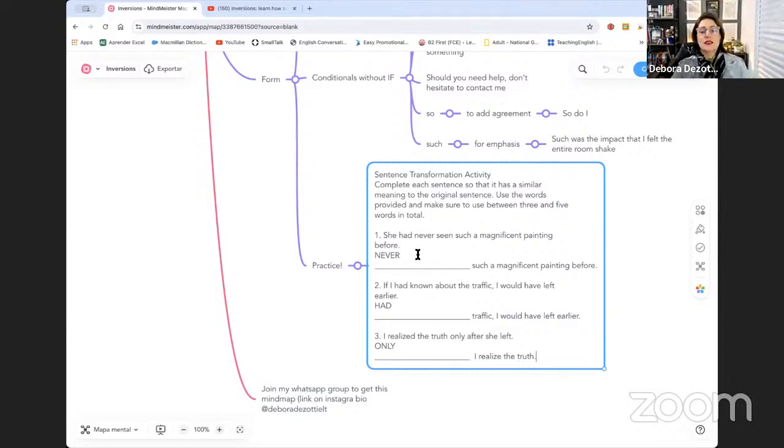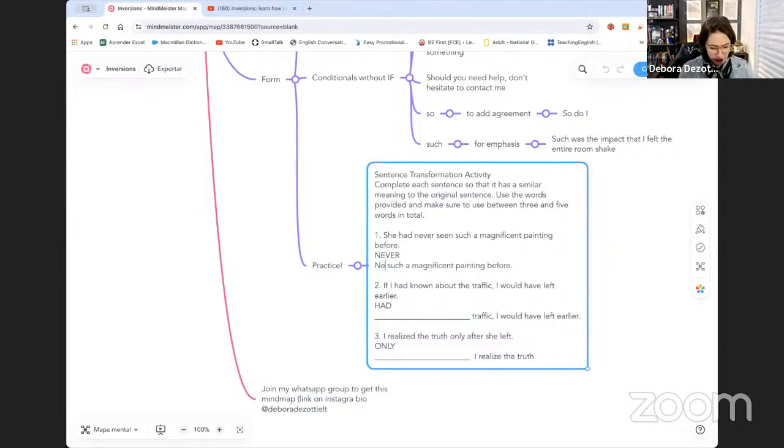So let's see. She had never seen such a magnificent painting. Which one here is the negative adverbial? We have "never." So we start with the negative adverbial. Never. And then we don't have a "before," right? So, never had she seen such a magnificent painting before.